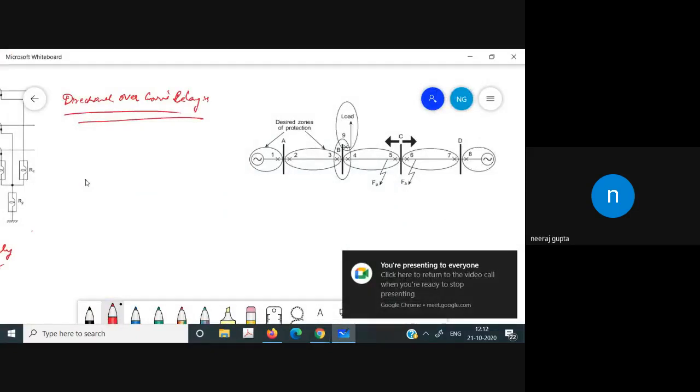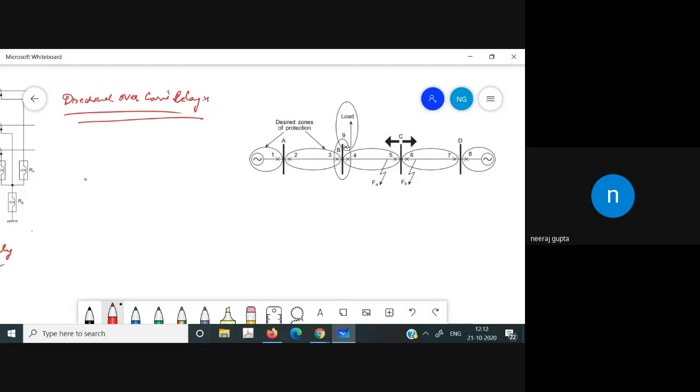Now the directional overcurrent relay. In this case, we will have a double end fed power system. That is, we will have the generator here and the generator here. So it is a double end fed power system. Also, as we discussed in the first chapter, the zones are generated by the relays. These are the desired zones generated by the relay.